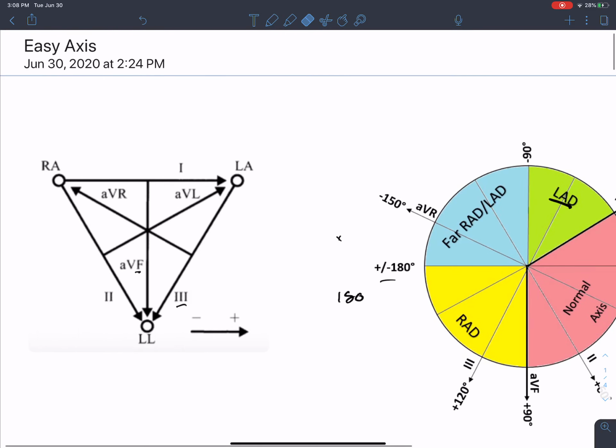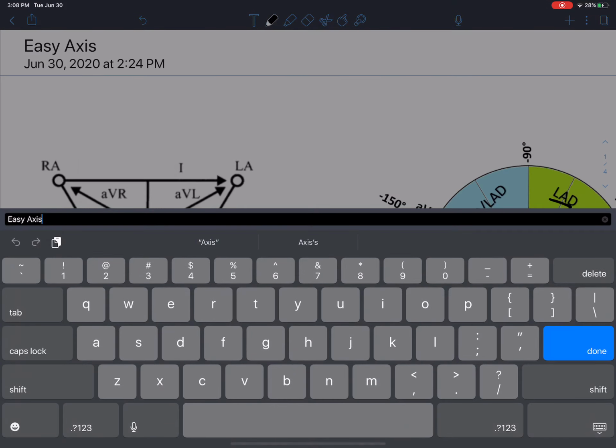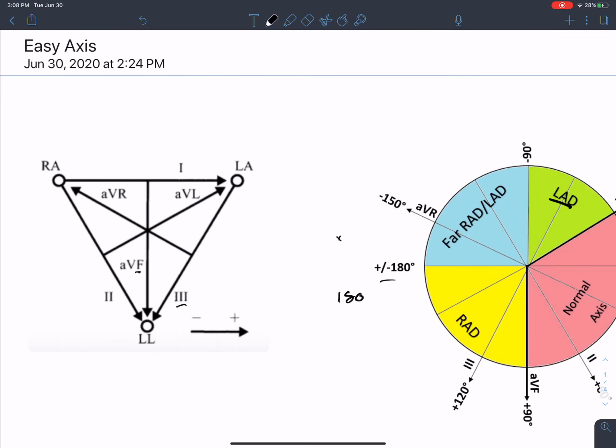All right, so this is easy axis, and we're going to try to do this in 10, 1, 0, F. Okay, here we are. Good start. So this assumes that you have some basic knowledge of what's happening in the heart with the pacemakers. If you don't, you need to review that before we get here.